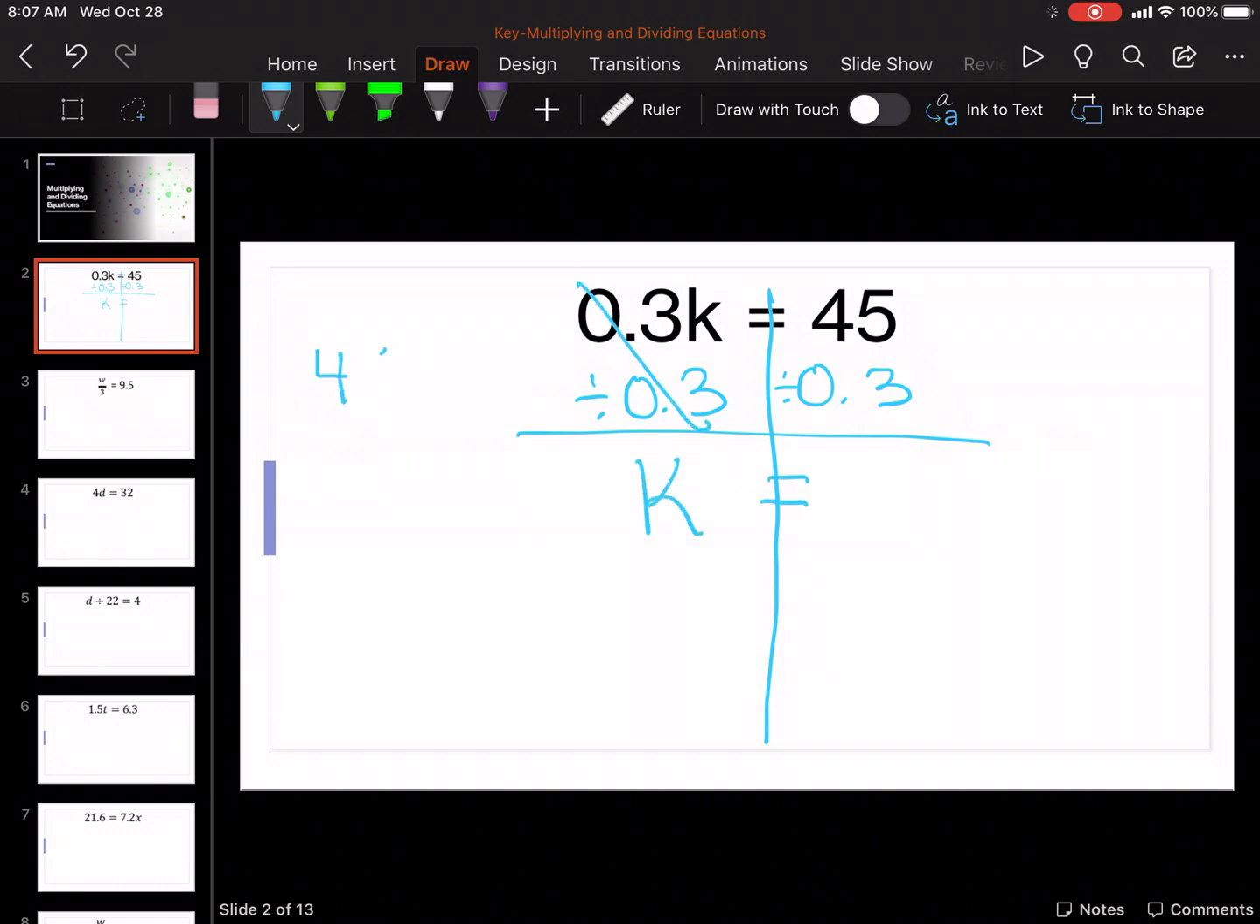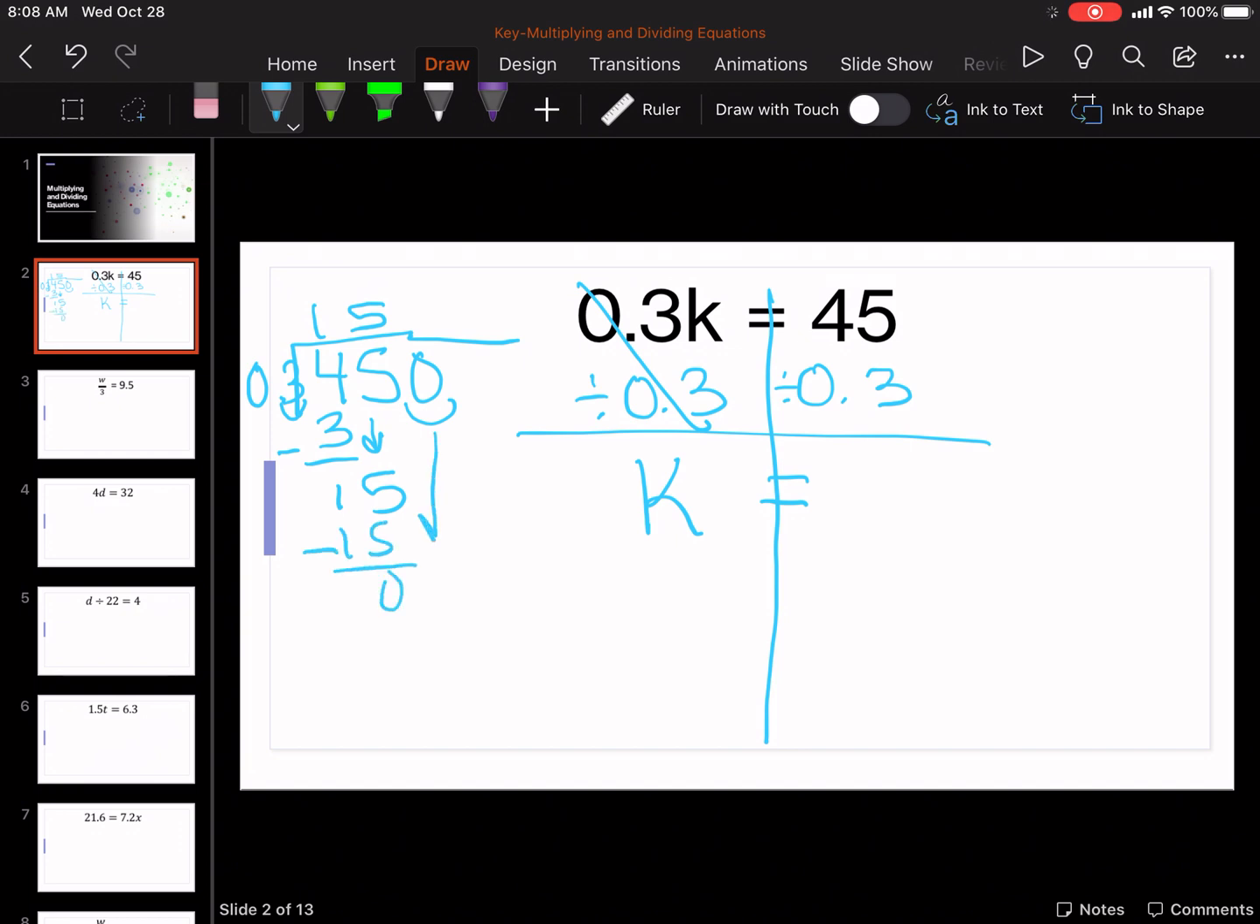And then we're going to do 45 divided by 0.3. We're going to slide our decimal over, make it 450. 3 goes into 4 one time, with 1 left over. Bring down the 5. 3 goes into 15 5 times. Bring the 0 down. 3 goes into 0 0 times. So 45 divided by 3/10 is 150.